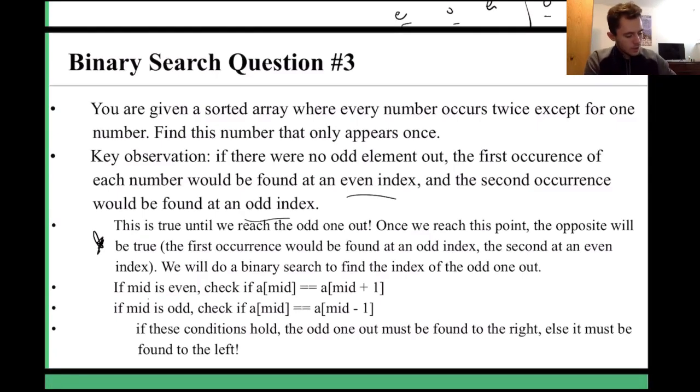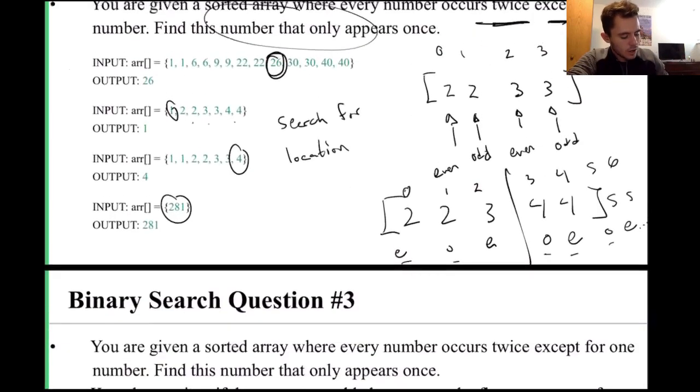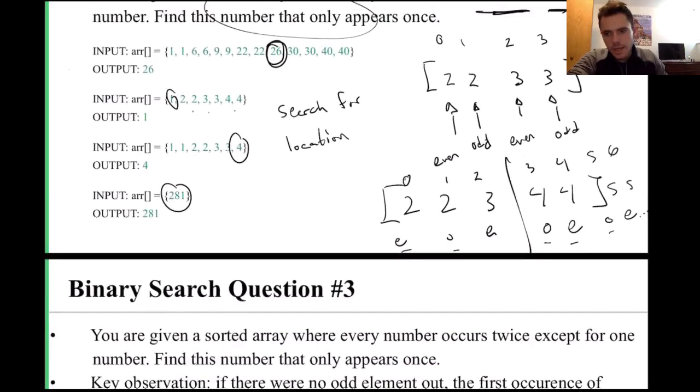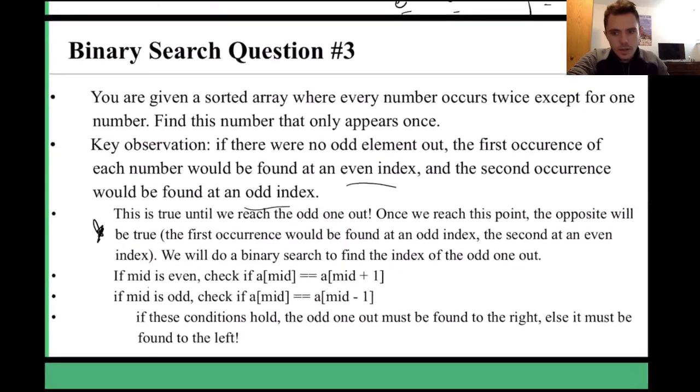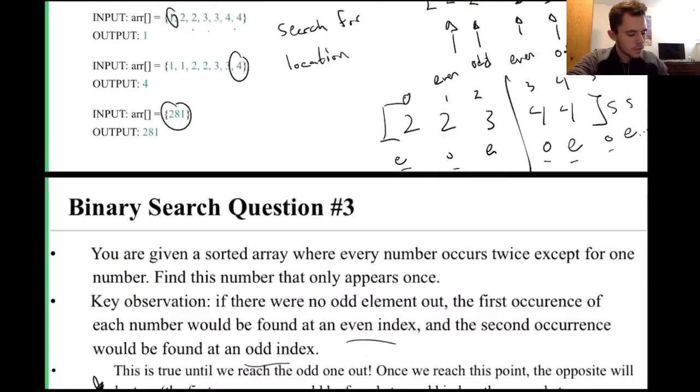And then if these are true, that means we're on the left half of the array, right? We have not reached our weird element yet. But once these conditions are not true, then we're in the right half of the array where things have been flipped for us.